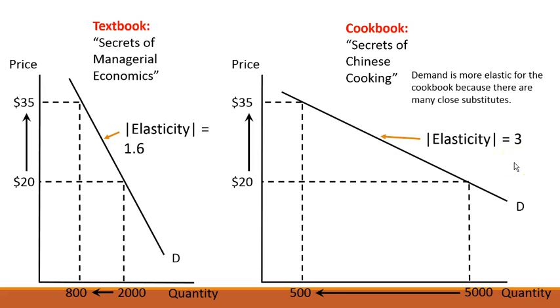An alternative book, also about secrets, is called The Secrets of Chinese Cooking. Well, if we're thinking about cookbooks, there's lots of substitutes available, lots of other books about Chinese cooking. So it seems plausible to me that if we compared these two demand curves, the demand for this Chinese cooking book is going to be much more elastic. There's going to be simply more substitutes available.